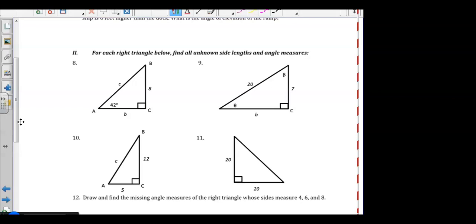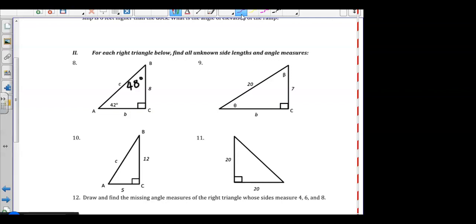So let's look at 8 first. If we look at this right triangle, we know how to find the missing angle because we know the sum of all the angles in a triangle is 180 degrees. Therefore, if I add 90 plus 42 degrees and subtract that from 180, I should get the remaining angle as 48 degrees. So now all of the angles are found in our triangle.